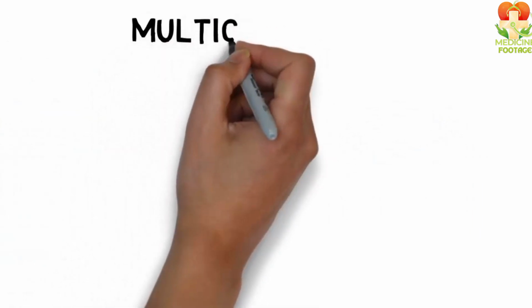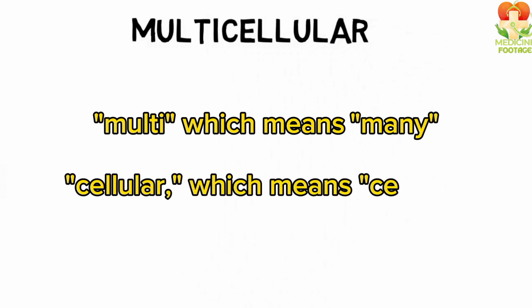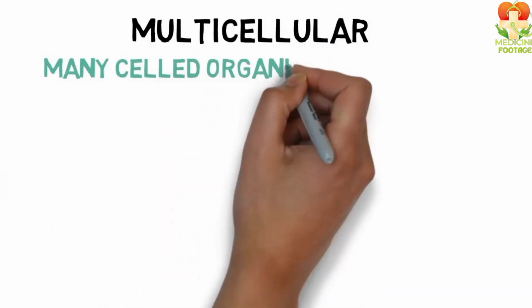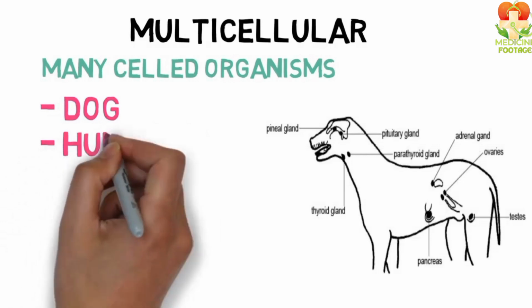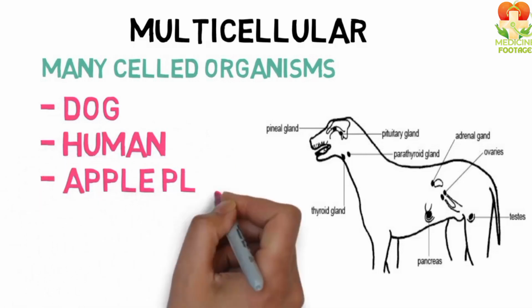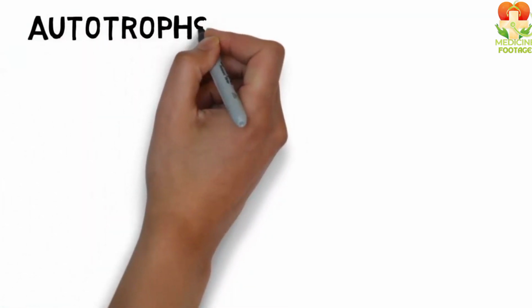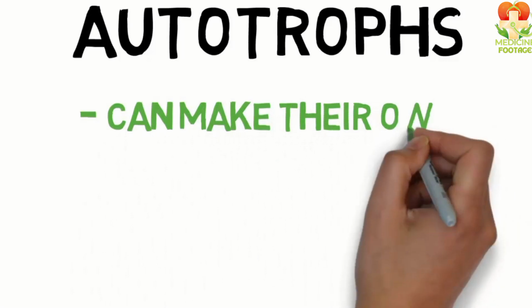Next, we have multicellular. Multicellular is also made up of two words, multi, which means many, and cellular, which means cells. Organisms with many cells are called multicellular. Humans, along with dogs, monkeys, apple plants, and many other living beings like sharks, are examples of multicellular organisms. Now, let's move on to the next term, which is autotroph. Along with it, we will also discuss heterotroph.